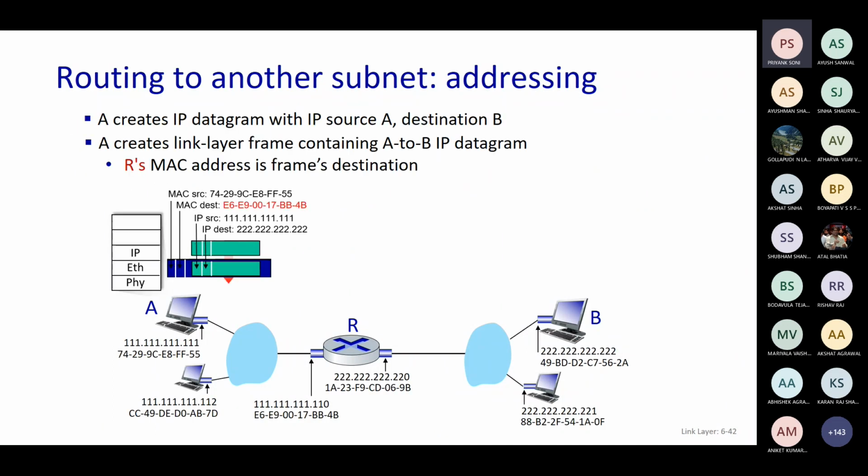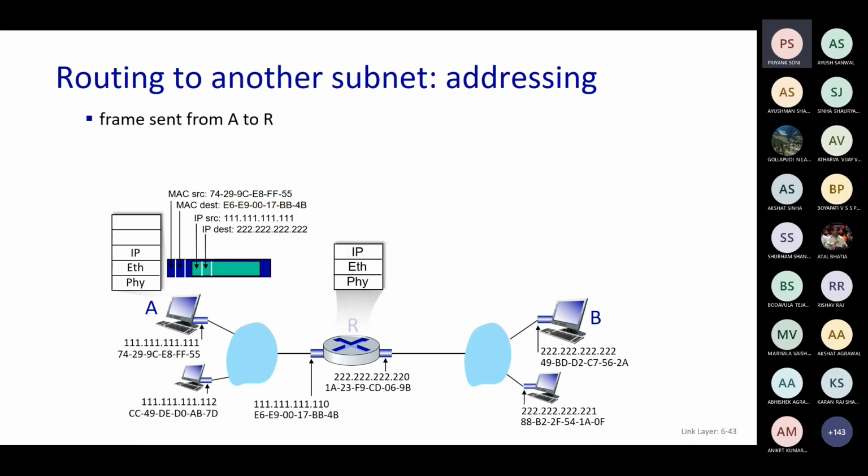Then what will it do? The source MAC address will be A's own MAC address, but the destination MAC address would be this interface's MAC address. Now what will happen? So now let's see, when this frame reaches R, what happens?